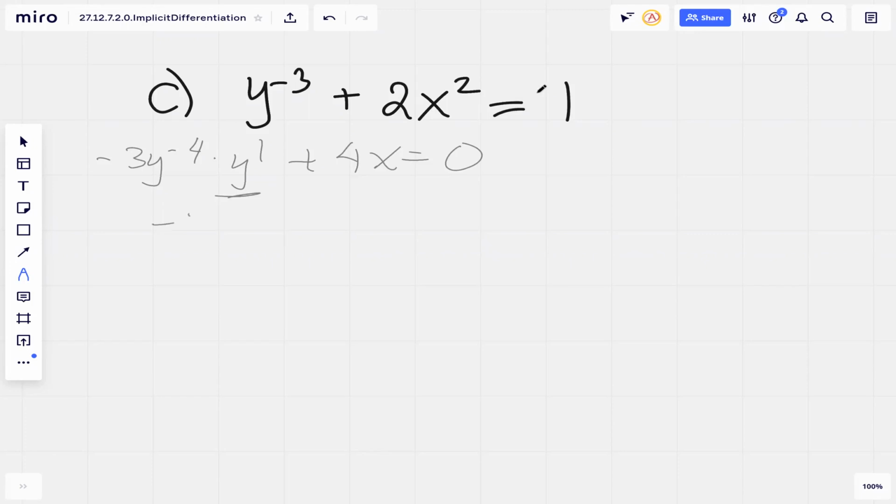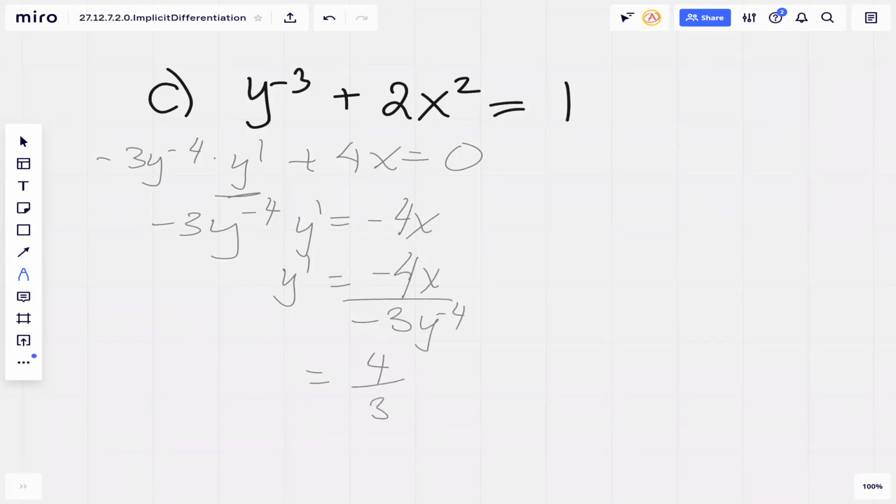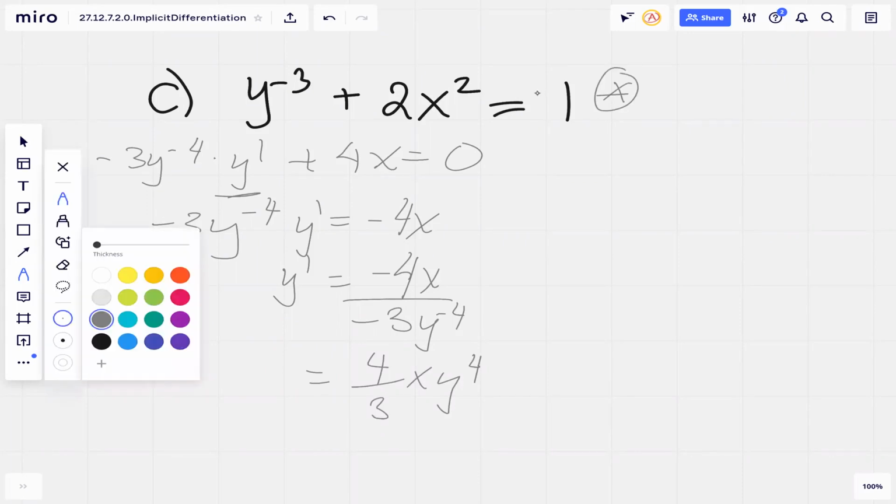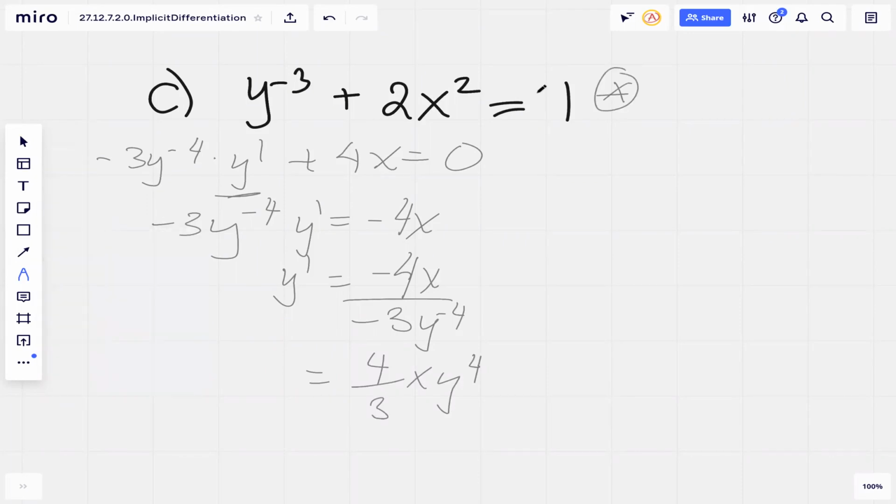Okay, so negative 3 y to the negative 4 y prime equals negative 4x. Y prime equals negative 4x over negative 3 y to the negative 4. Actually, we can write that as 4x over 3 y to the power 4. Again, we need to solve for y, so we're going to do that from the equation. Let's pick another color to do that with. Okay, so we're going to solve for y.